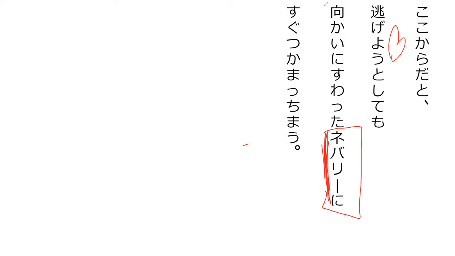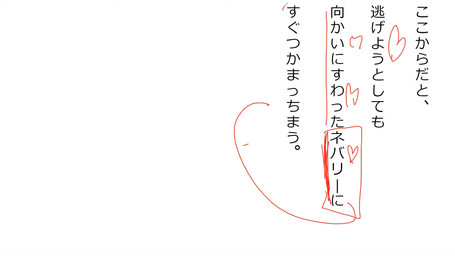向かいに座った眠りに, Neburi is sitting right across from me. Yes. What would he do? He would then sugu tsukamachau. He would quickly capture me. Yes. And I'd be sad about that. Perfect. And the ni marked the doer of the action. Tsukamaru is to be captured, not to capture. I'm sorry about that.